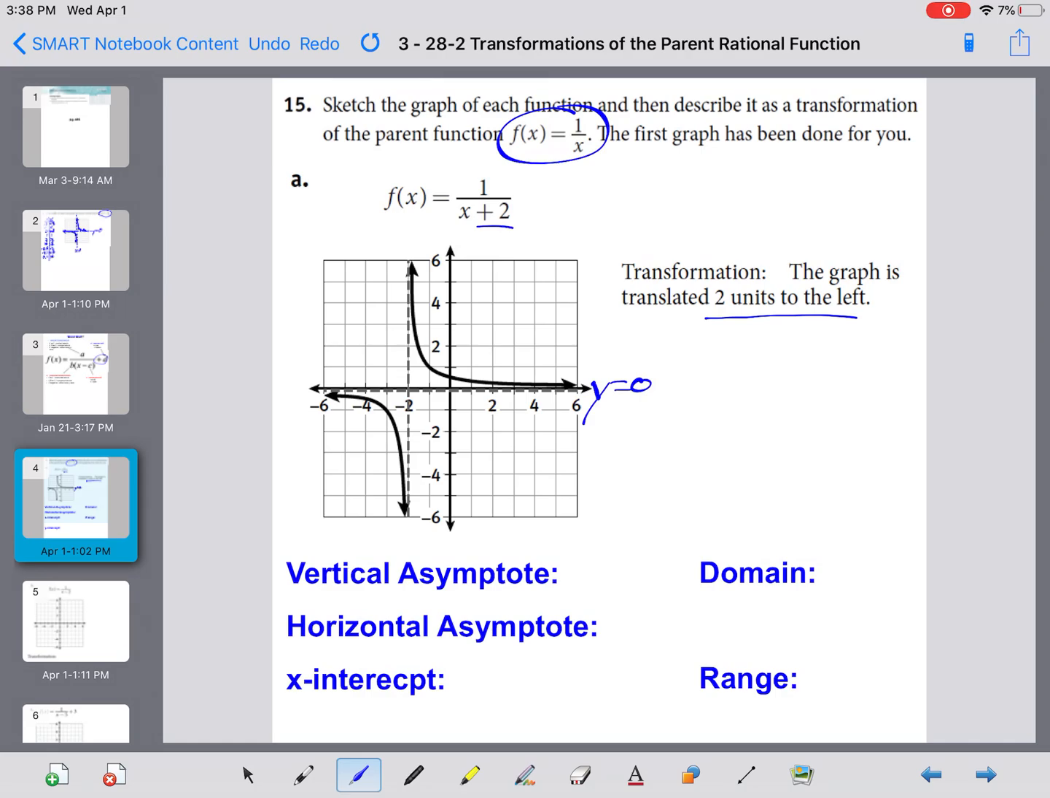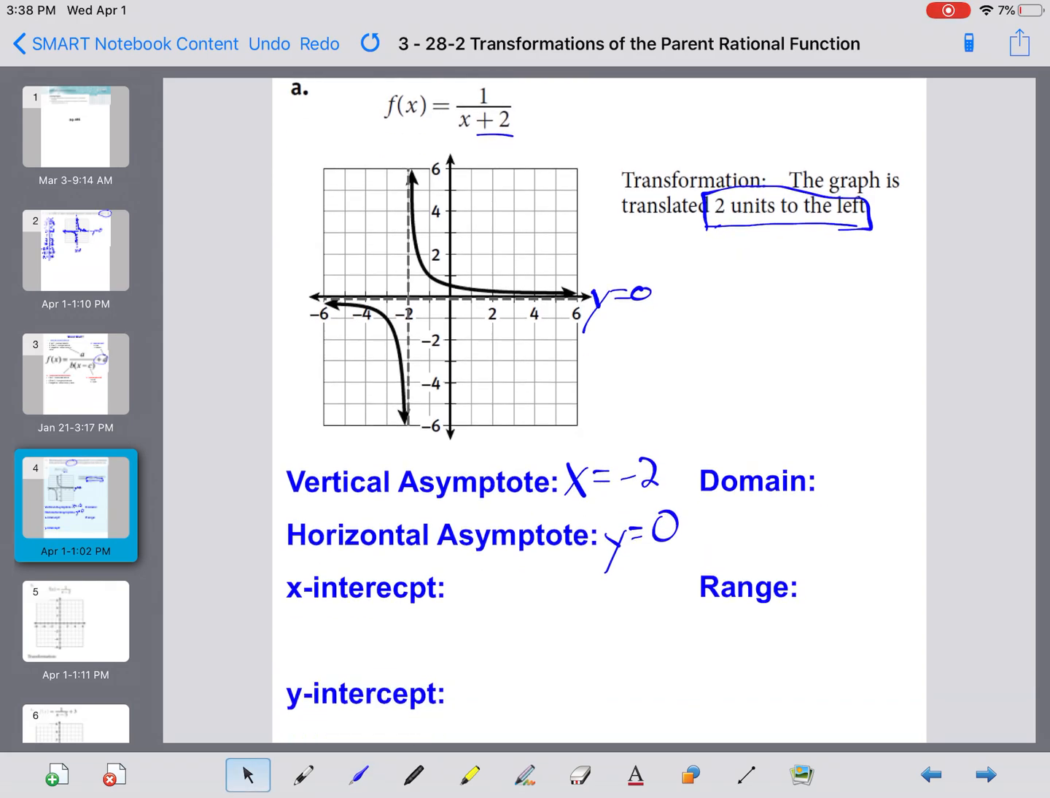So I added a few things down here. The bottom of this page is what I'm going to ask you to do in the next worksheet for the homework of this assignment. So the vertical asymptote here, because we have a shift left of 2, is now x equals -2. The horizontal asymptote didn't change, so it's still y equals 0.